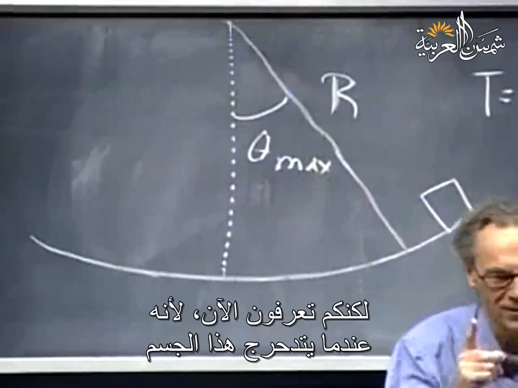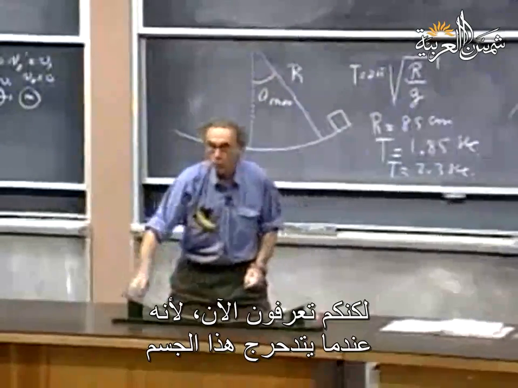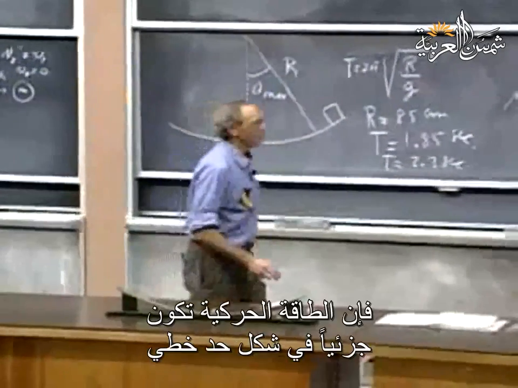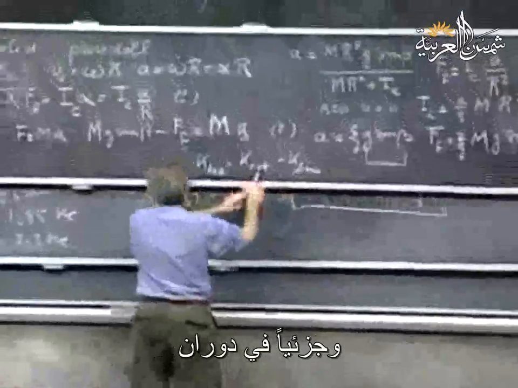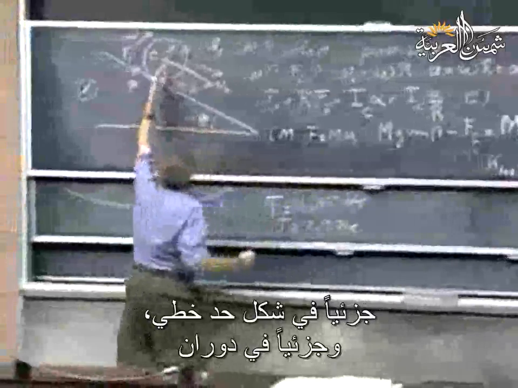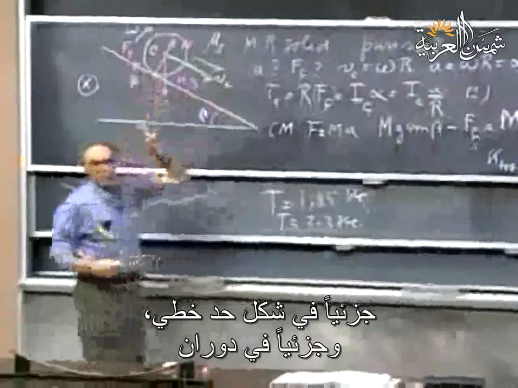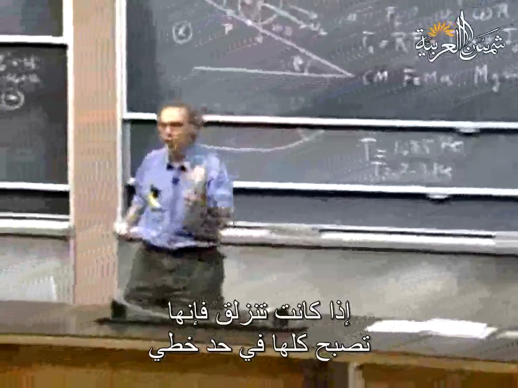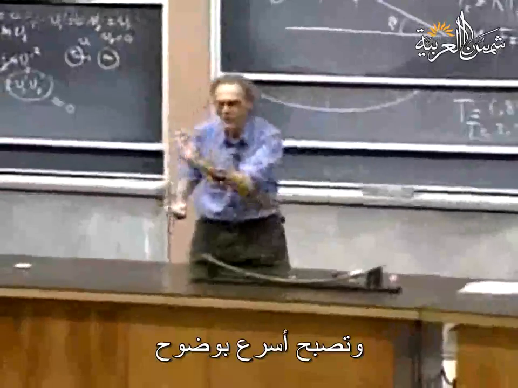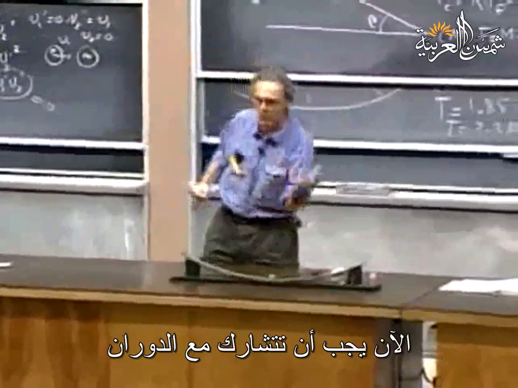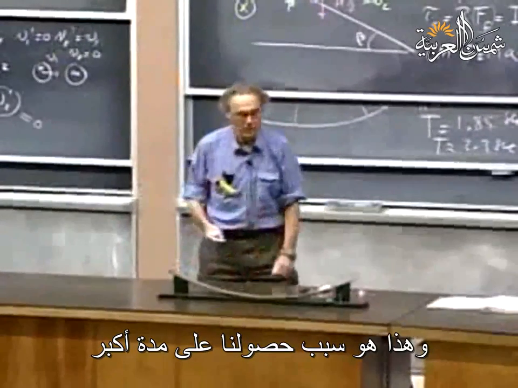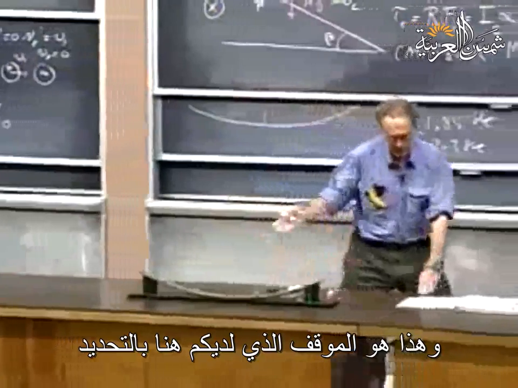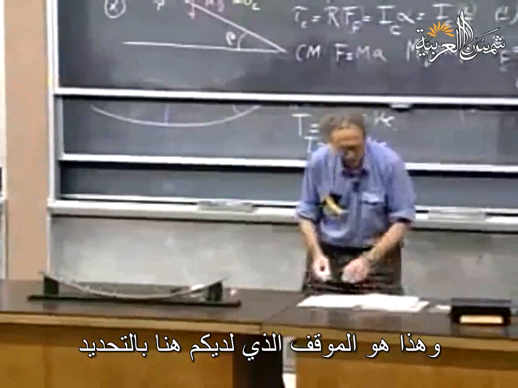But now you know. Because when this object rolls down, the kinetic energy is partially in the linear term and partially in rotation. If it is sliding, it is all in the linear term. So it clearly goes faster. Now it has to share with the rotation. And so that's the reason why we found a higher period. And that's precisely the situation that you have here.